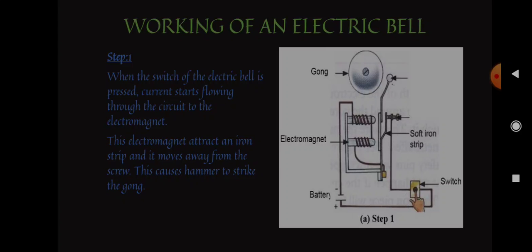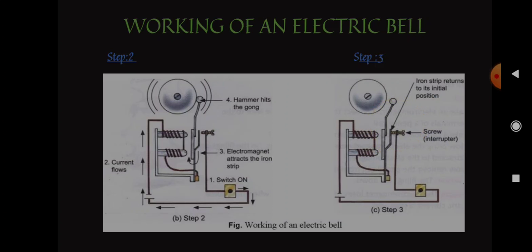Okay, and while the hammer is going to strike the gong, at that time over here you can see that one soft iron piece is attached with a spring. Okay, this screw is going to lose its contact with it. Over here you can see that once the hammer strikes in this manner, the connection between the screw and soft iron piece is going to disconnect. Now as it disconnects, what will happen? The circuit is going to break.